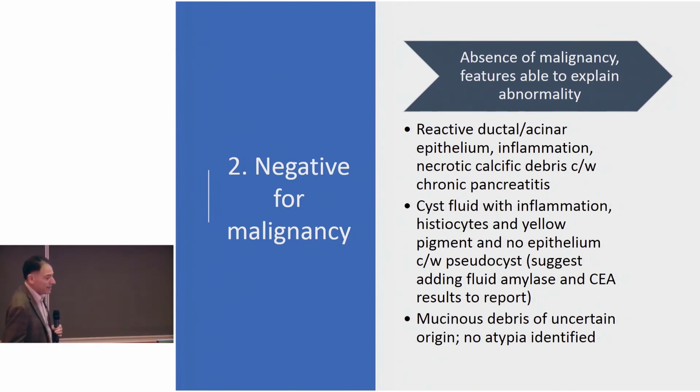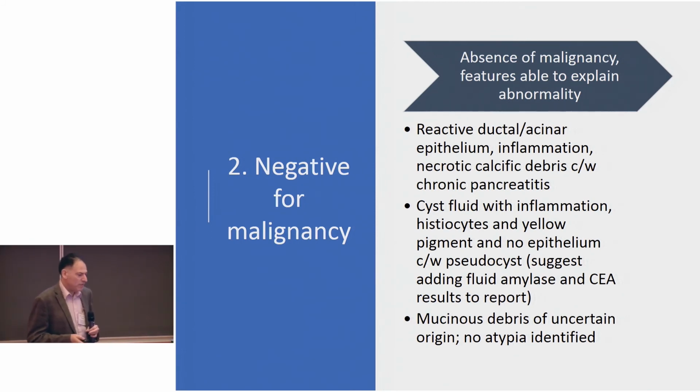The negative for malignancy category is where there's no evidence of malignancy, but you've got features which actually do explain the abnormality which has been seen. So you may get reactive ductal or acinar epithelium, together with inflammation, some necrotic debris perhaps, and features consistent with chronic pancreatitis. One has to be careful with this sort of thing, though, and there always is a caveat, because quite often malignant tumours, cancer of the pancreas, does coexist with chronic pancreatitis. So the fact that you're getting some features of chronic pancreatitis in your aspirate doesn't mean that there isn't also a cancer present somewhere there as well. So one has to always keep somewhat of an open mind with that.